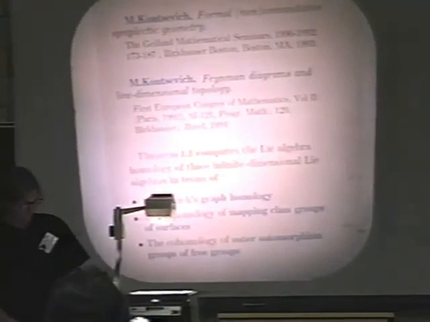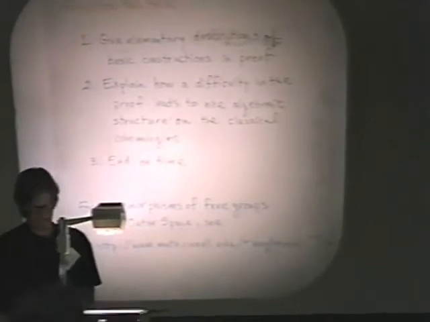So my goals for this talk are to give an elementary description of the basic constructions in the proof as we understand them. I'm a little worried that many people here understand them better than me, but I want to explain. So after I do that, I want to explain how there was a difficulty we came to in the proof, and which Kontsevich did resolve, but it leads to nice algebraic structure on these.